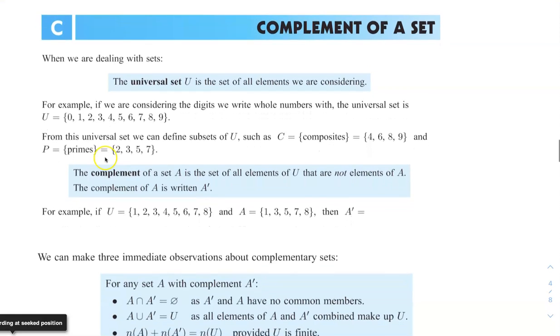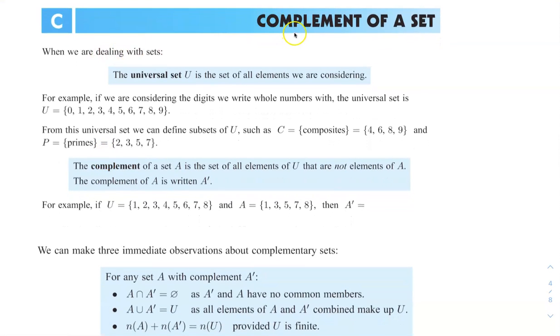C, let's talk about the complement of a set. So before we talk about the complement of a set, we have to understand what the universe of a set is. The universe of a set is all elements that we are considering. So we don't always just think of all numbers in the world or all elements in the world. We'll say the universe is some set of values. So it's like U equals this thing. So those are the only numbers we're considering. This is my universe. I'm saying, hey, I want my P to be the primes of that universe.